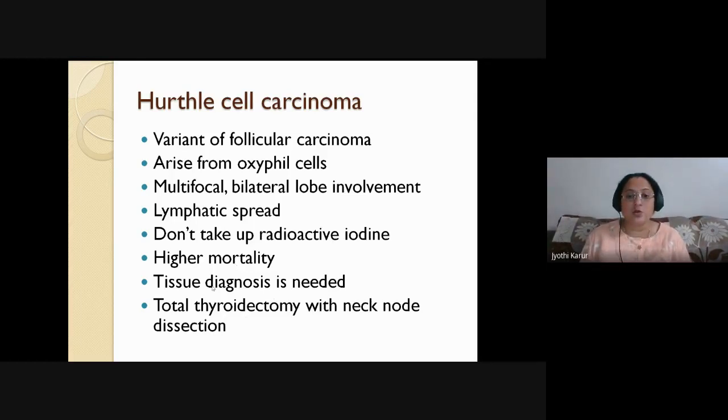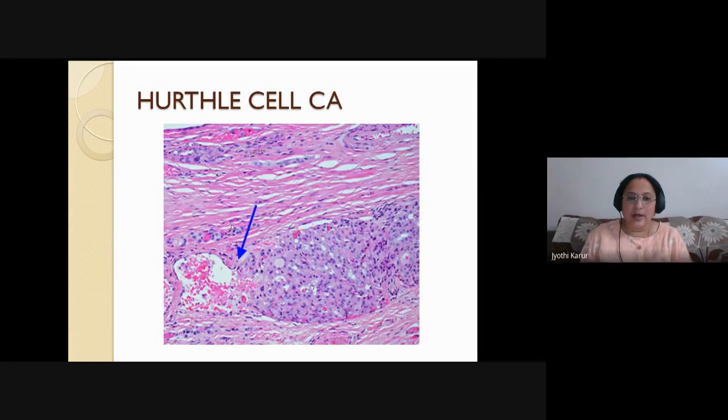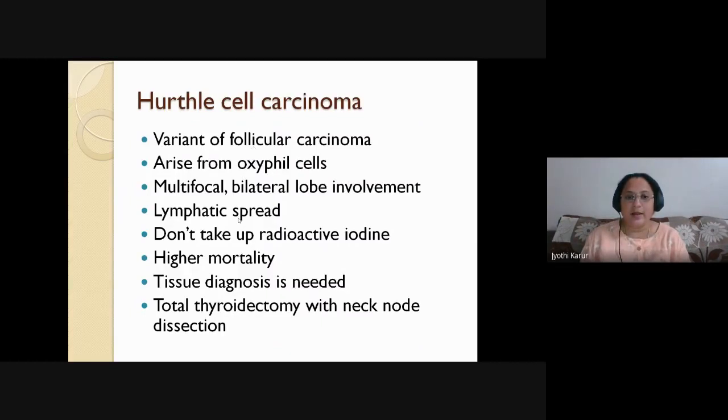For this also, tissue diagnosis is needed because it's a variant. You definitely need to demonstrate the basement membrane infiltration. The treatment of choice is total thyroidectomy with neck node dissection. Remember, for almost all thyroid cancers, we do total thyroidectomy. So this is the Hürthle cell carcinoma. What you have to remember is, it is a variant, multifocal, and has slightly higher mortality. It is a cold nodule, and again tissue diagnosis is needed.